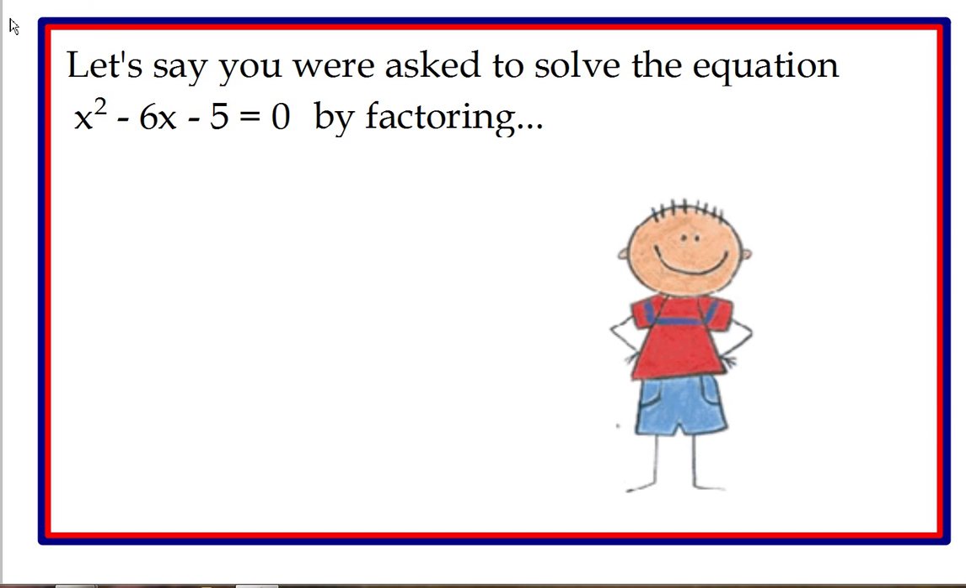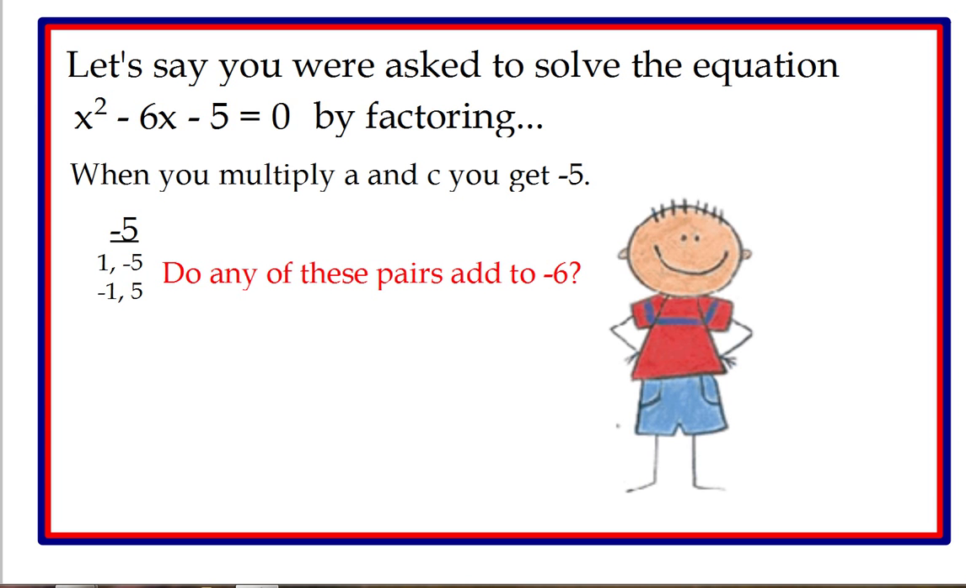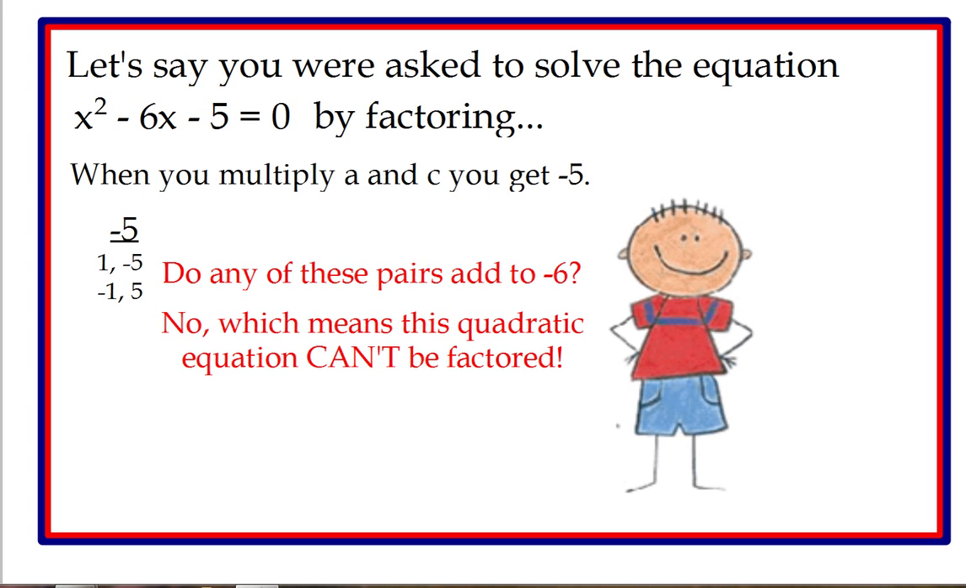So I go through my normal steps. I multiply a times c. 1 times -5 gives me -5. I find factors of -5. In this case, there's only two options. And then I look for which factor pair adds to -6 so that I can create my factors. Well, since neither of these pairs add to -6, that means that this quadratic can't be factored. And that's really a problem if we're trying to solve by factoring.